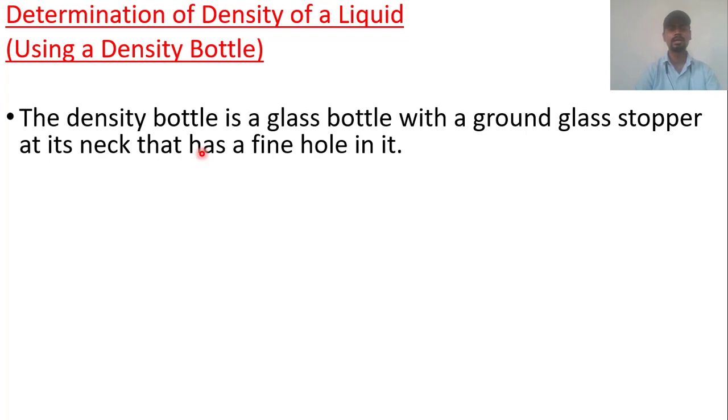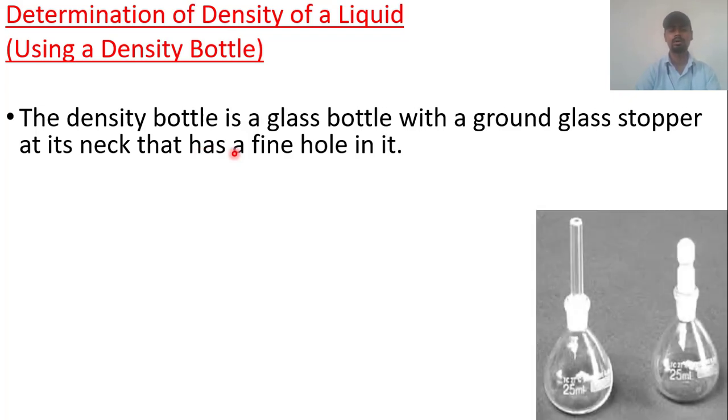A density bottle is a glass bottle with a ground glass stopper at its neck, and it has a fine hole in it. Density bottles look like this. It is ground at the bottom, look at this bottom, it is flat, and it has a glass stopper, or it also comes with a wooden stopper. The glass stopper has a fine hole in it. If it is a wooden stopper, it won't be this long, it will be a shorter one, and it would have a small hole in it.